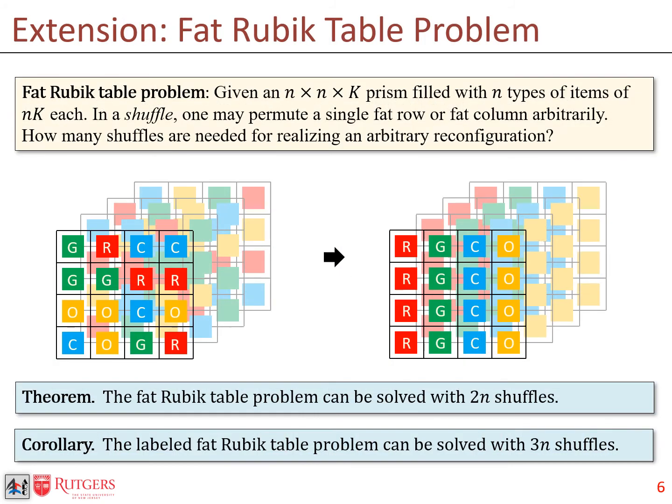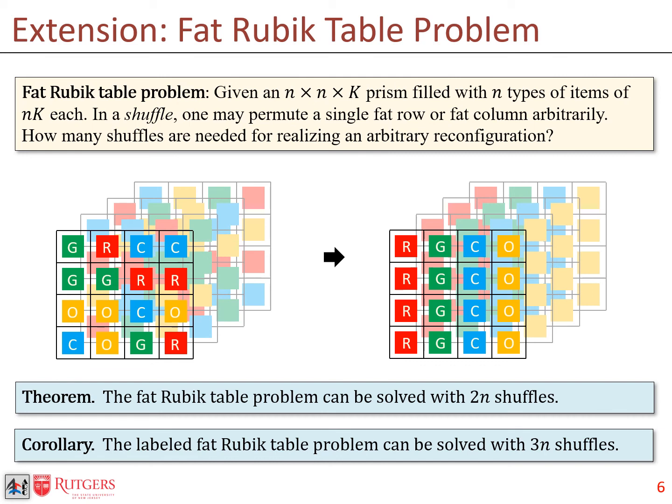As it turns out, the Rubik table result readily generalizes to additional dimensions. Here we'll introduce the so-called fat Rubik table problem, which we will use to solve the stack rearrangement problem. We are given an n times n times k prism filled with n types of items, nk of each. Again, in a shuffle, we can permute any single fat row or fat column.